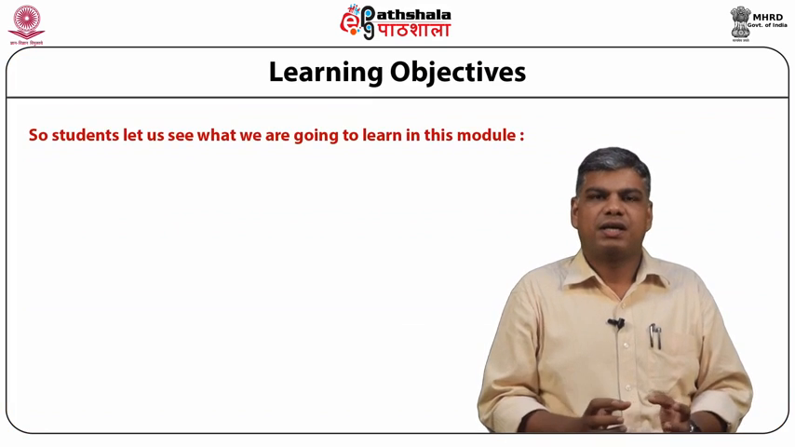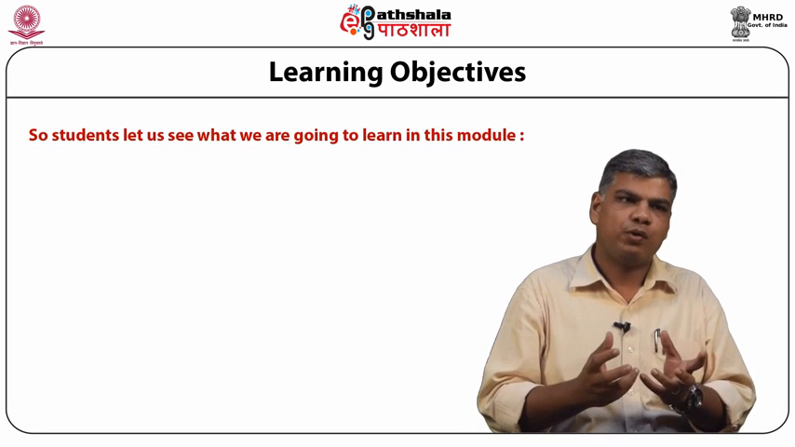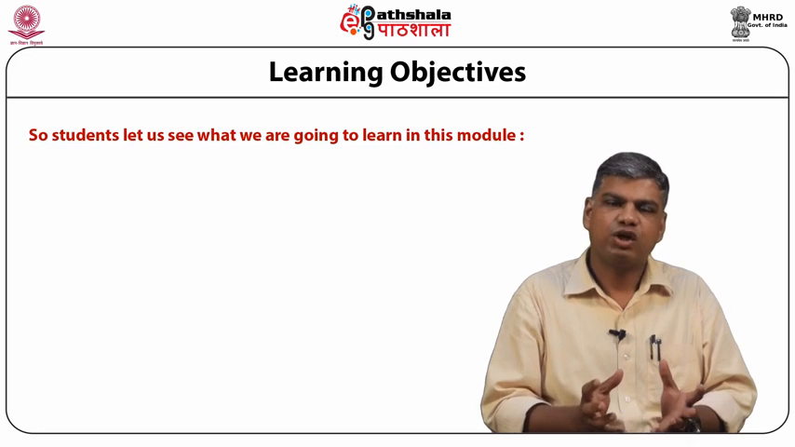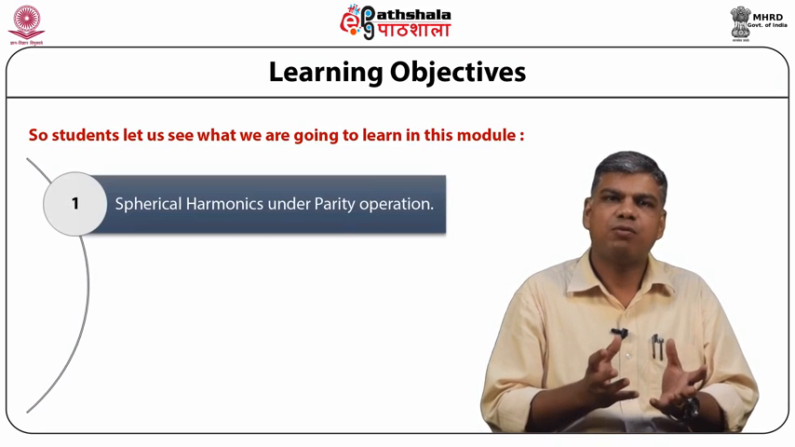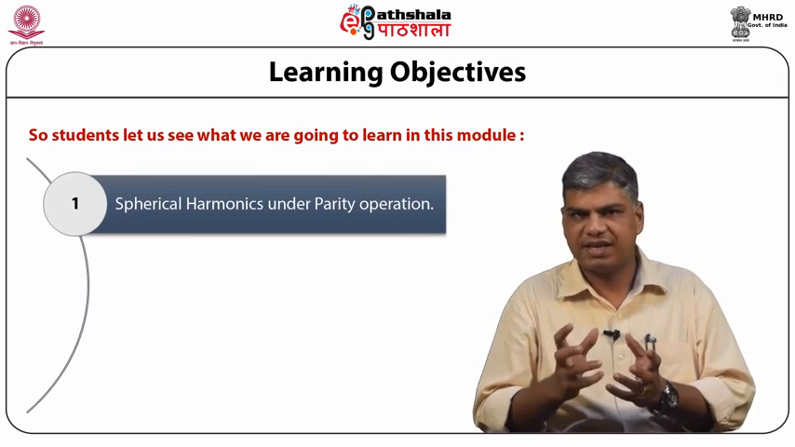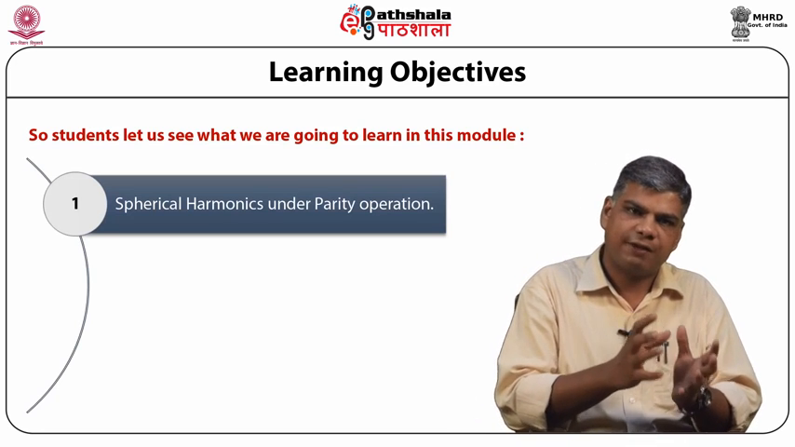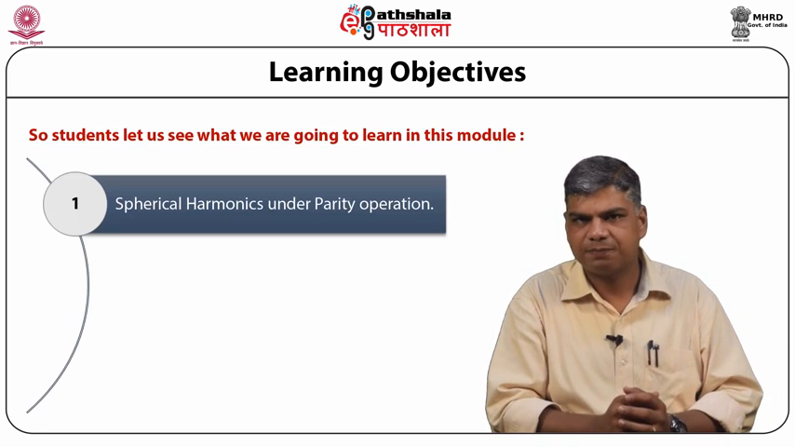Today, we are going to discuss a module, Orbital Angular Momentum and Spherical Harmonics 2, under the paper Quantum Mechanics 1. So students, let us see what all we are going to be learning in this module. We'll start with the spherical harmonics under parity operations. That is, we'll try and understand how the parity operations affect the spherical harmonics.